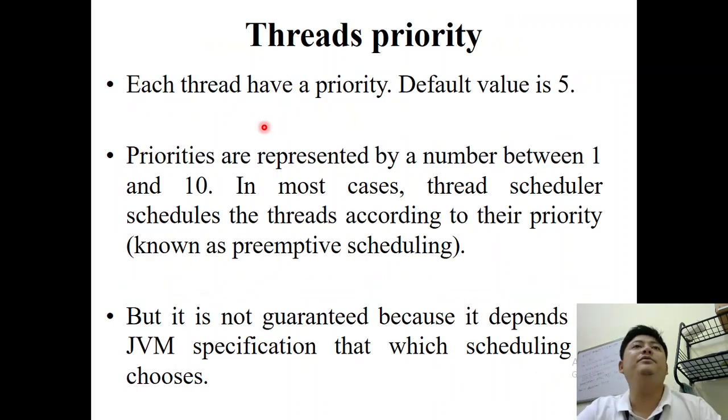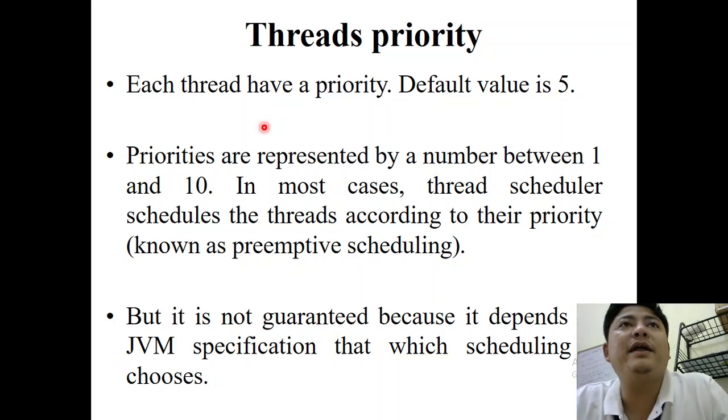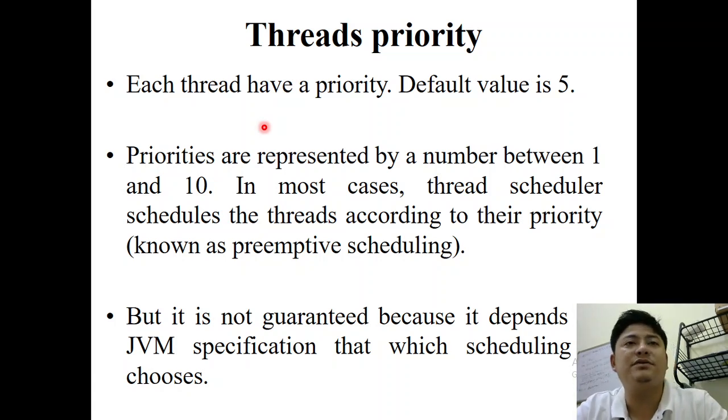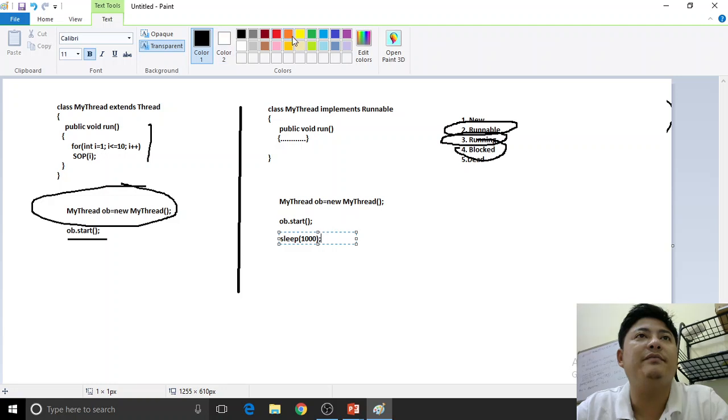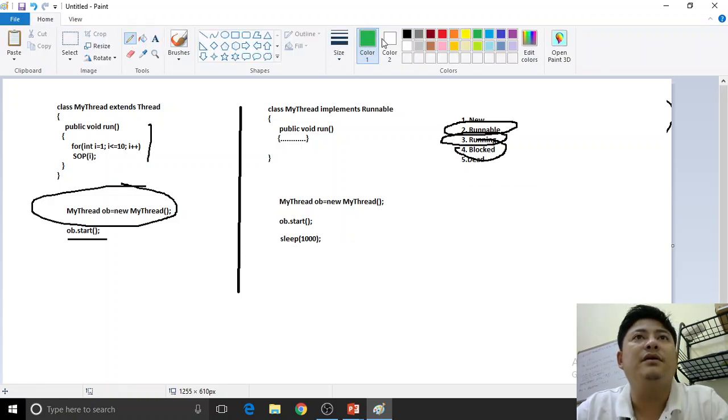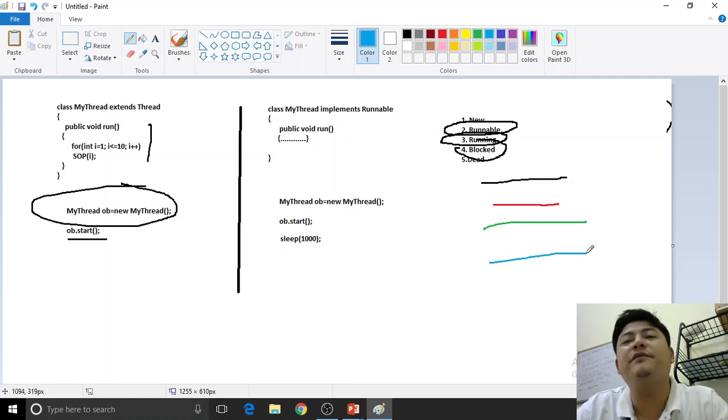Okay, now coming to the point, priority. Suppose there are some threads, maybe a green color thread, a black color thread, a red color thread, and a blue color thread. Suppose there are four threads. Now suppose while executing the program, you want this red color thread to be executed first.